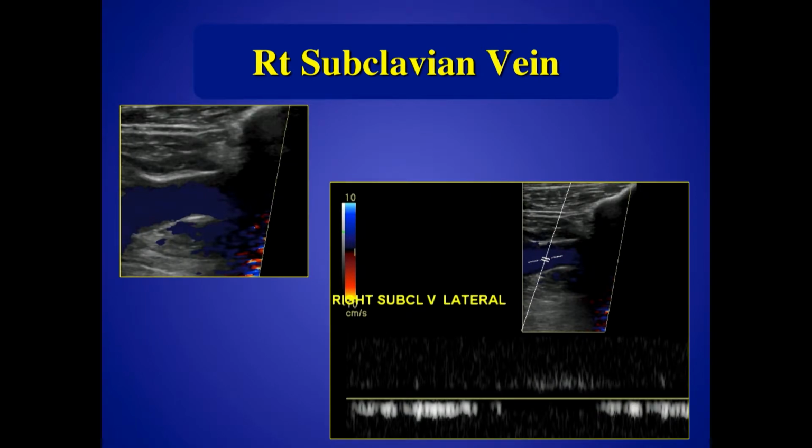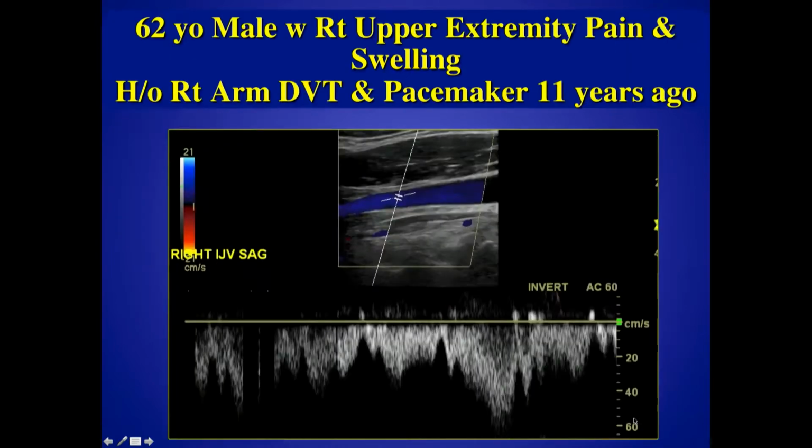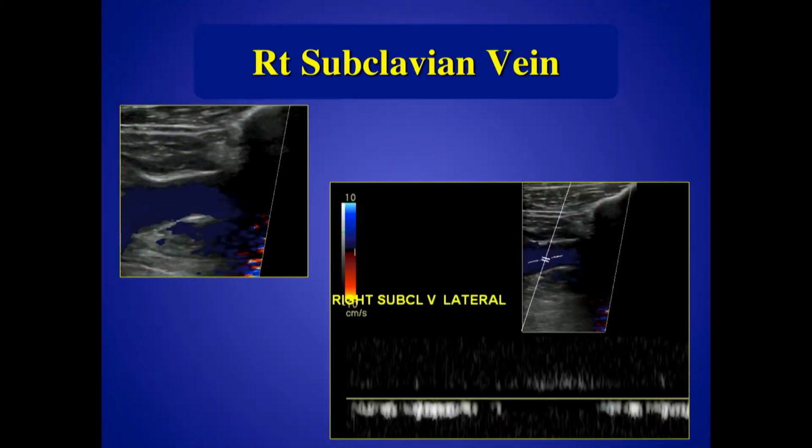Now, if you look at that waveform, yeah, I guess you could say it's somewhat phasic because the flow sort of stops and then starts again, but it doesn't have any of the pulsatility in the internal jugular. And this is the same side. Right internal jugular, right subclavian. Now, the color image looks pretty good. It fills in the subclavian vein. So we don't see anything there.